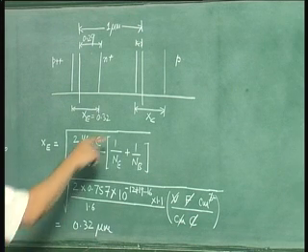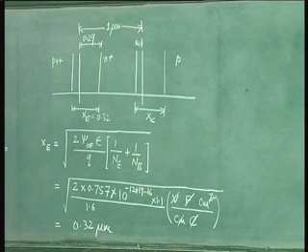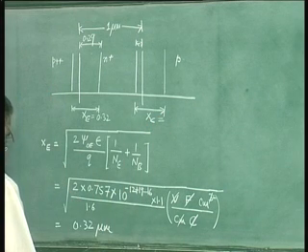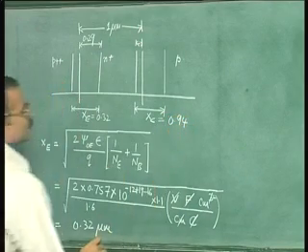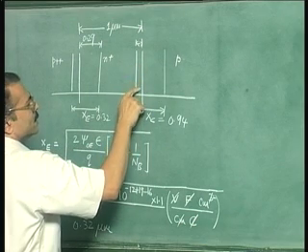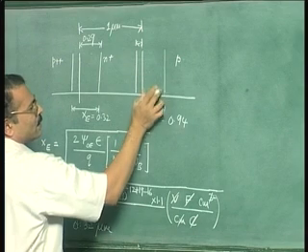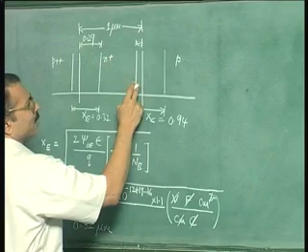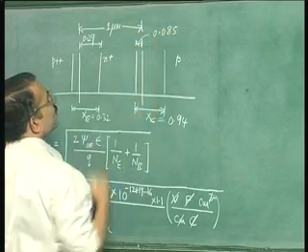In a similar way, we can evaluate XC. It turns out that XC will be equal to 0.94 microns, and again following the same approach, this is 1/10 of this, so this distance is 0.94 divided by 1.1, and this is 1/10 of that, and therefore this turns out to be 0.085 microns.